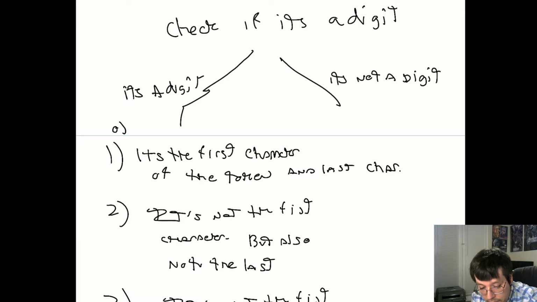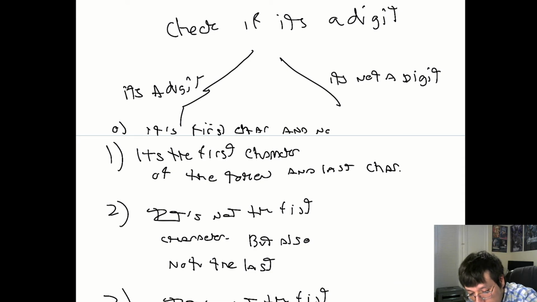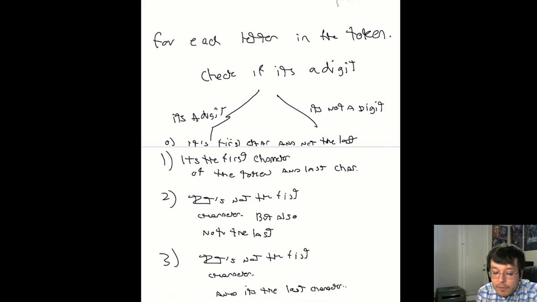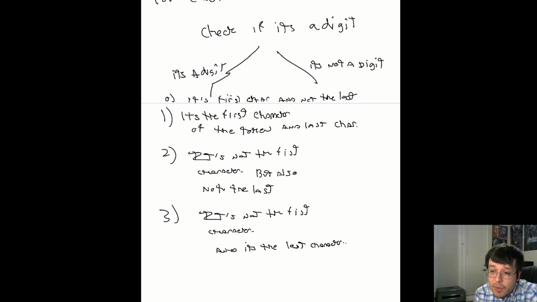It's the first character and not the last, right? So really, you have all of these different options that you have to deal with, or at least be aware of. You may not have to write individual code for each one, but by being aware of them, you can recognize potential errors that you might have in your logic, okay?